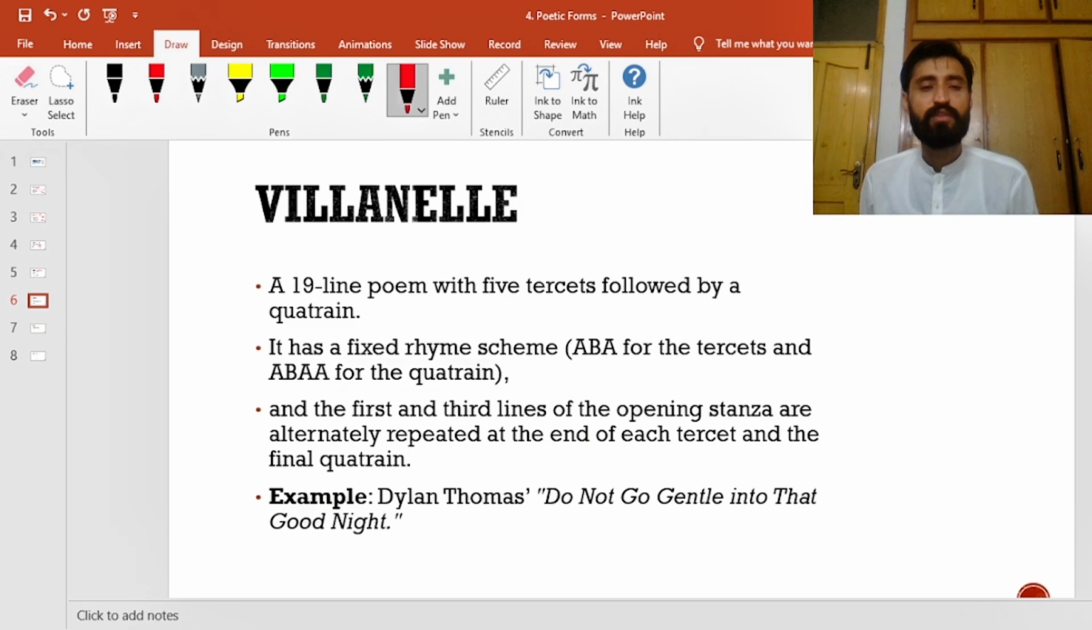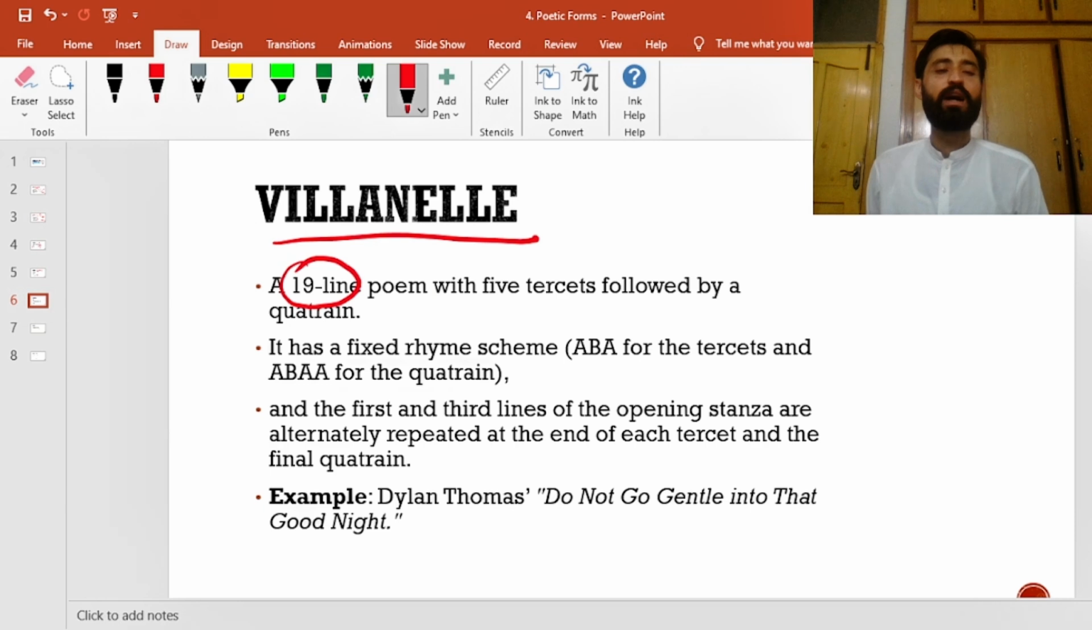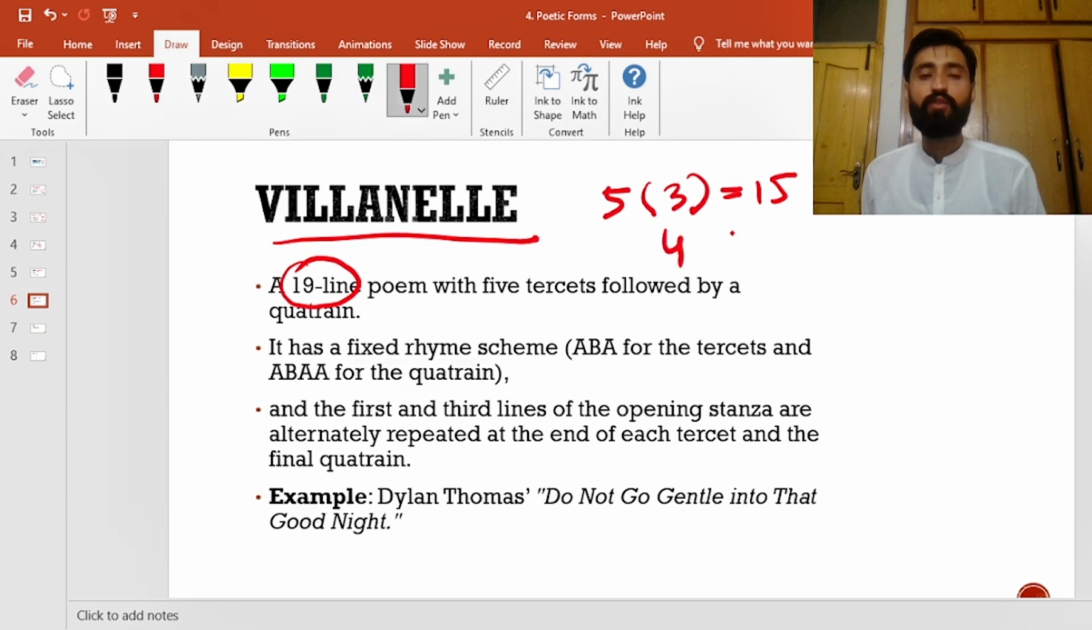Let's move on to the next one, that is Villanelle. Now let's find out what Villanelle is. The first thing is it's a 19-line poem, okay, with 5 tercets followed by a quatrain, right? A tercet is a 3-line stanza, so the total number of lines from the tercets is 15, with a quatrain, which means a 4-line stanza. So overall we have how many lines? 19. 5 tercets and 1 quatrain, right?